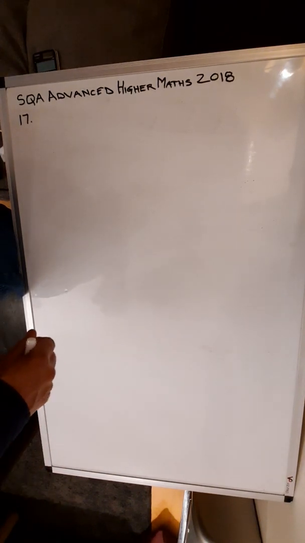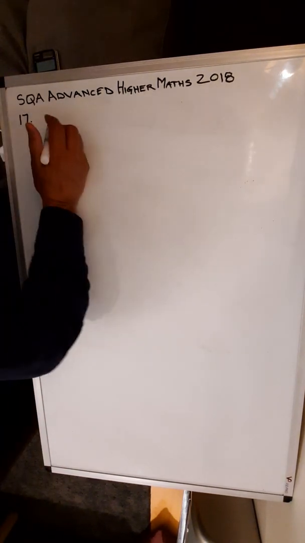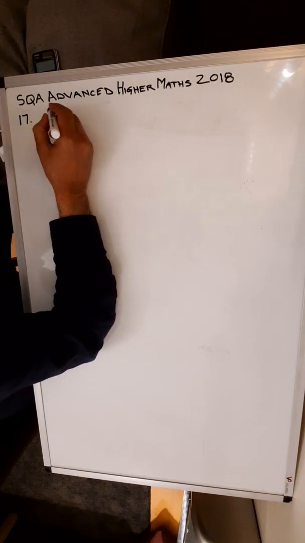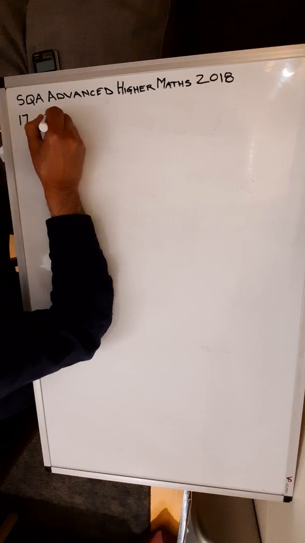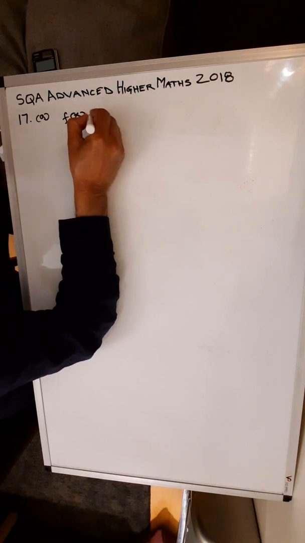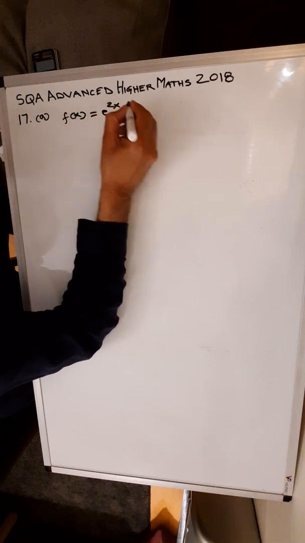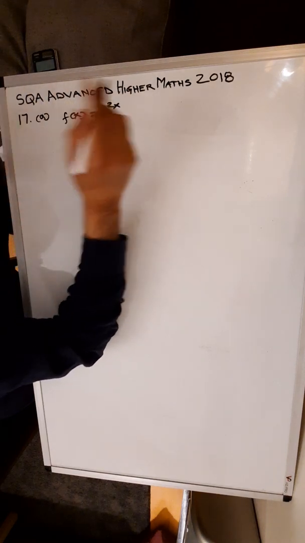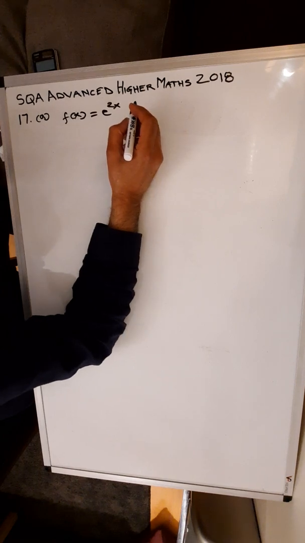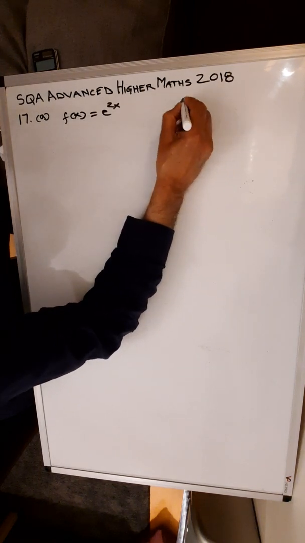SQA Advanced Higher Maths 2018, question number 17. This is the last question of the 2018 paper, part A. Given that f of x is equal to e to the 2x, obtain the Maclaurin expansion for f of x up to and including the term in x cubed. This is for 2 marks.